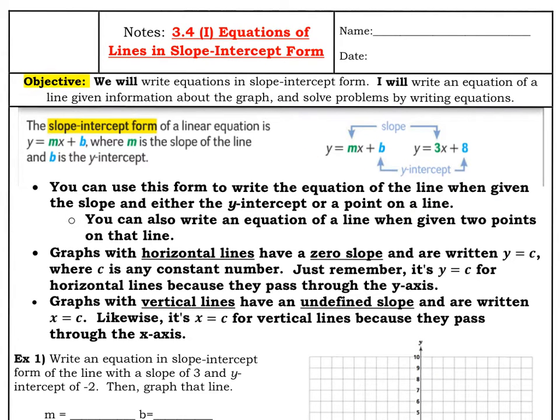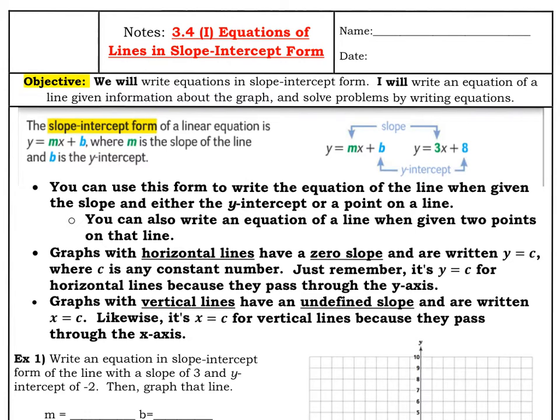So two major things to point out at the top is m is going to be your slope, and b is by itself, it's the y-intercept. The slope is always m. I like to say it's m because it's married to the x. And then b is by itself for the y-intercept.